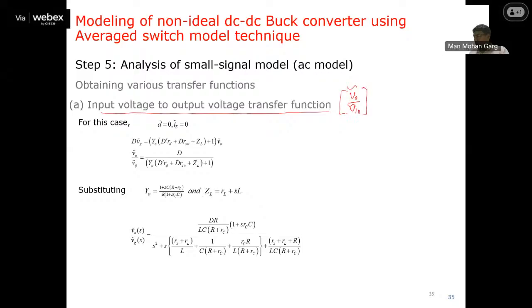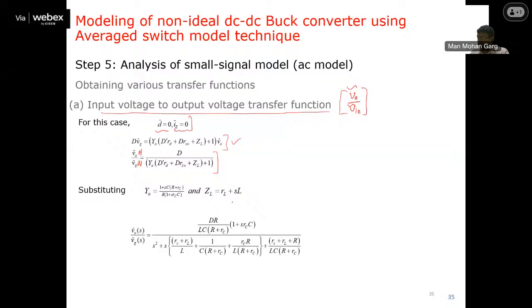The effect of variation in input voltage on variation of output voltage. So we set this duty cycle variation to be 0, we set this IZ to be 0. Now if we set these two things to be 0 in the previous equation, then what we get is this equation. And if you simplify it, V naught upon Vg is obviously a function of S only. It's not written, but this is a function of S. So this is the transfer function.